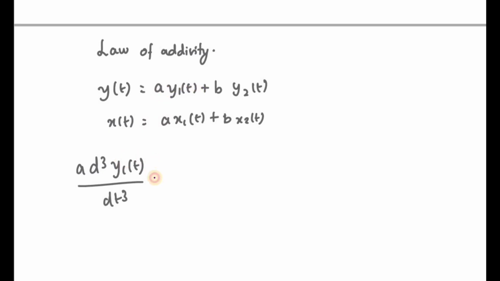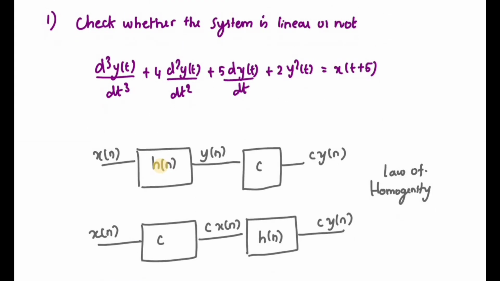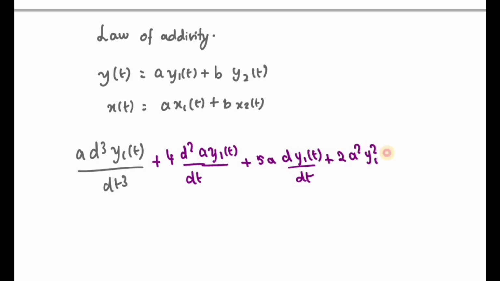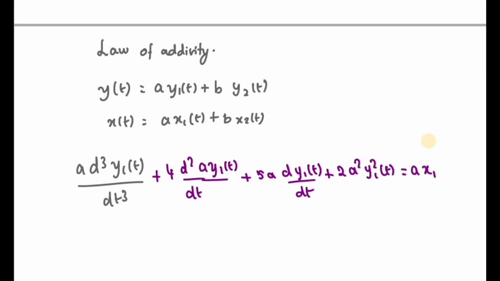So you will get the answer like this: a into d cube y1 of t by dt cube, plus 4 into d square of dt square, a into y1 of t, plus 5, a I can take common, dy1 of t by dt, plus 2 a square y1 square of t, that is equal to a into x1 of t plus 5.